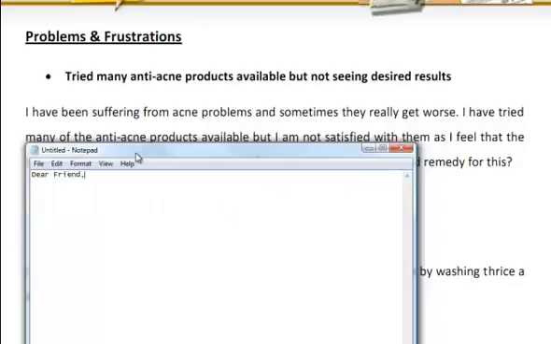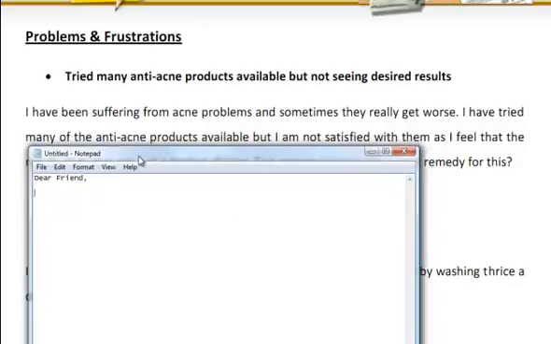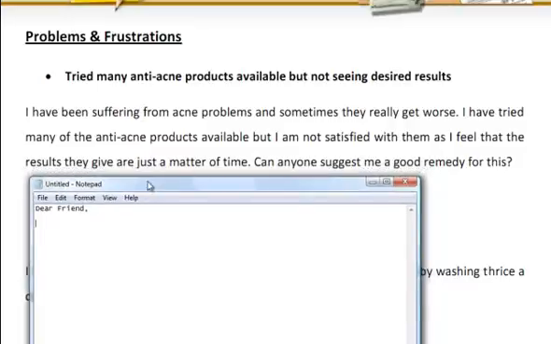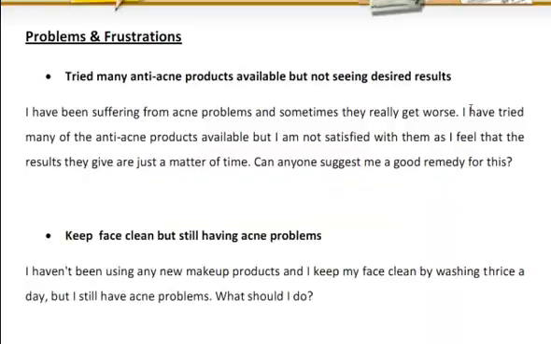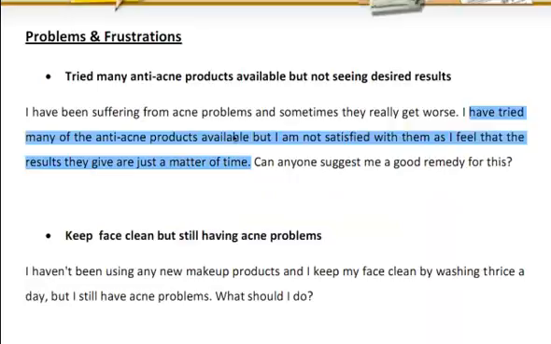So, dear friend, you take a look at the problems. As you can see, this problem is: I have tried many of the anti-acne products available, but I'm not satisfied with them. So you could say, dear friend, have you, or you could simply copy and paste and just rewrite them. Just copy this section.